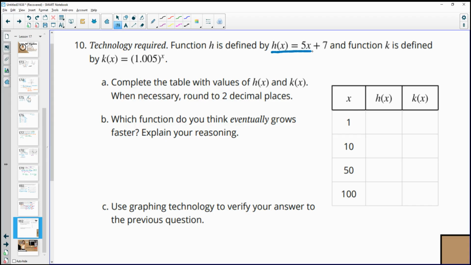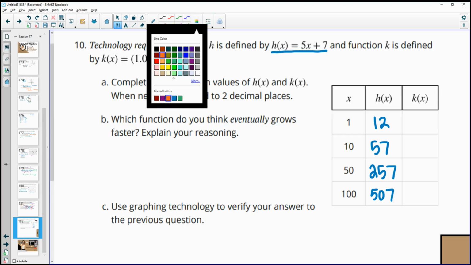So if we plug into here, we'll be doing 5 times 1, which is 5, plus 7 is 12. 5 times 10 is 50, plus 7 is 57. 50 times 5 is 250, plus 7 is 257. 5 times 100 is 500, plus 7 is 507.